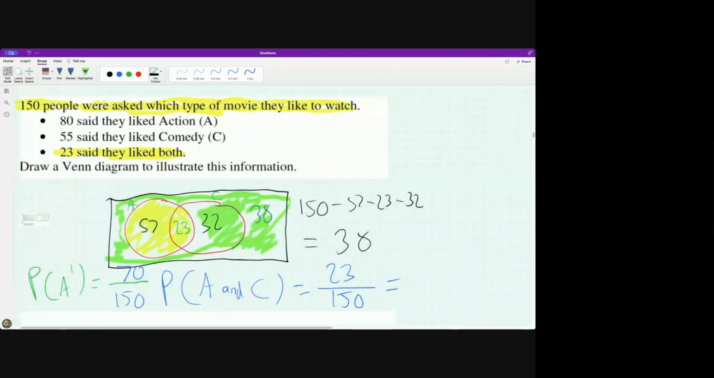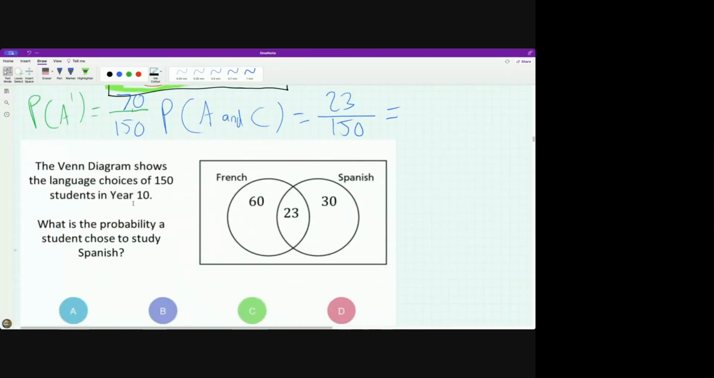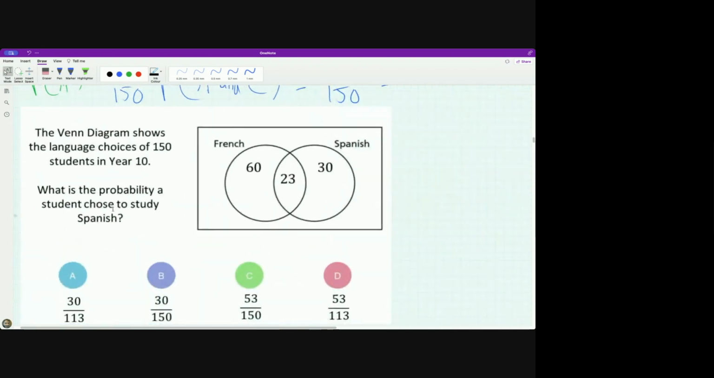So what we have now is some Venn diagram choice questions. So let's do these. What do you think is the correct answer for this multiple choice question? Go ahead and tell me what you think.